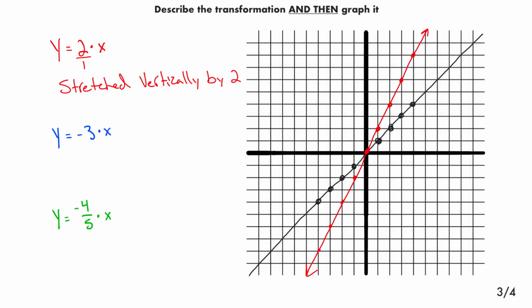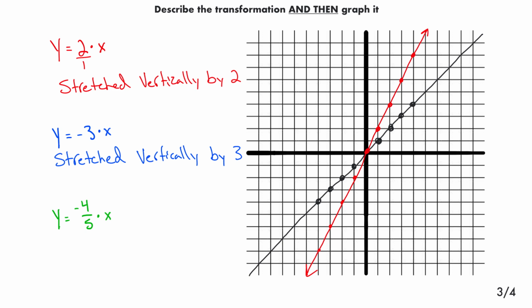Problem number 2, I have y equals negative 3 times x. Now the negative and the 3 do separate things. We already know what the 3 is going to do. It's going to stretch vertically by 3. So the blue line, I already know because it's multiplied by 3, I already know it's going to be 3 times as tall as the black line.